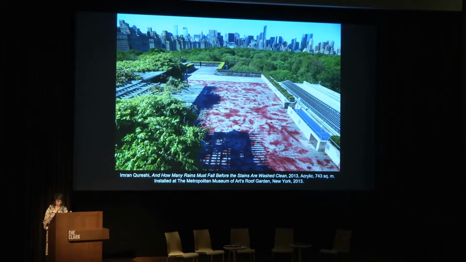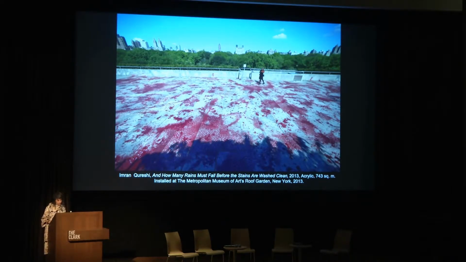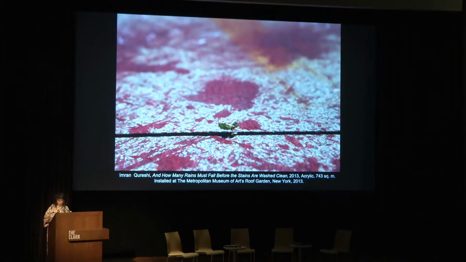In 2013, Imran Qureshi produced an installation at the Met, painting its rooftop garden red and titling the work "And How Many Rains Must Fall Before the Stains Are Washed Clean," after a poem by Faiz Ahmed Faiz. Splattering an 8,000 square foot terrace with acrylic paint and making it over into a crime scene or a site of ritual slaughter, in the words of one critic, Qureshi wished to initiate a dialogue with life through this landscape of death, and offer a critique of violence in South Asia and the world.